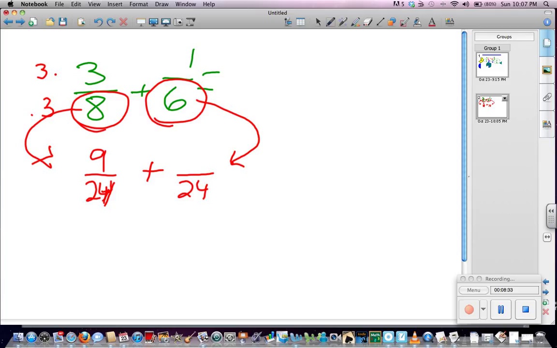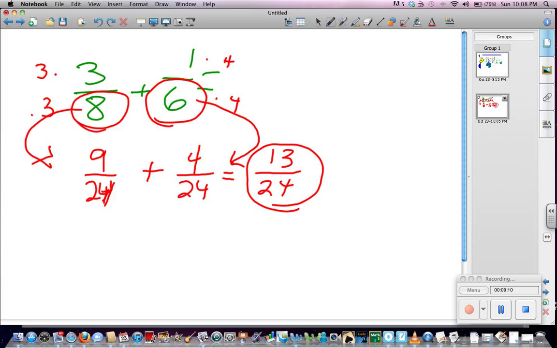And then I come over to my second fraction and I decide, how did I go from 6 to 24? Well, that one was times 4, which means, of course, I multiply my 1 times 4, and I'm going to get 4 as my numerator here. So 1/6 and 4/24 would be equivalent as well. So now I'm faced with 9/24 plus 4/24, and I get to just add those. So I'm going to have 13/24.